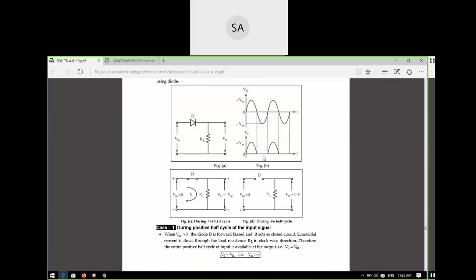Zero voltage. Here you can see in this portion, during the negative half cycle it is zero. Again for a positive half cycle, V naught equals V in. So this is a negative half cycle and it is zero. If you see the waveform of V naught, what is the conclusion you can give? What is the output voltage now?